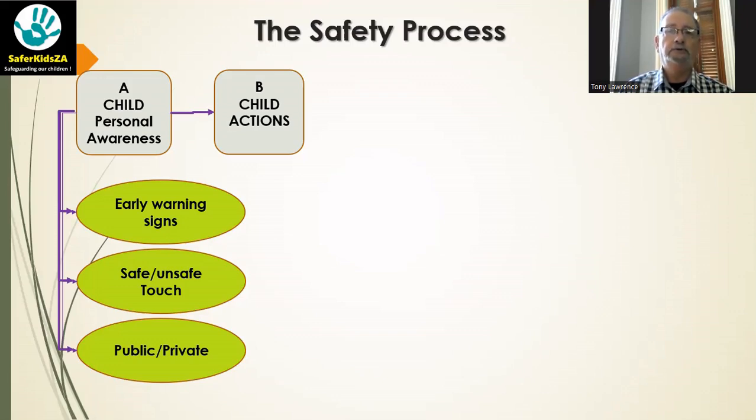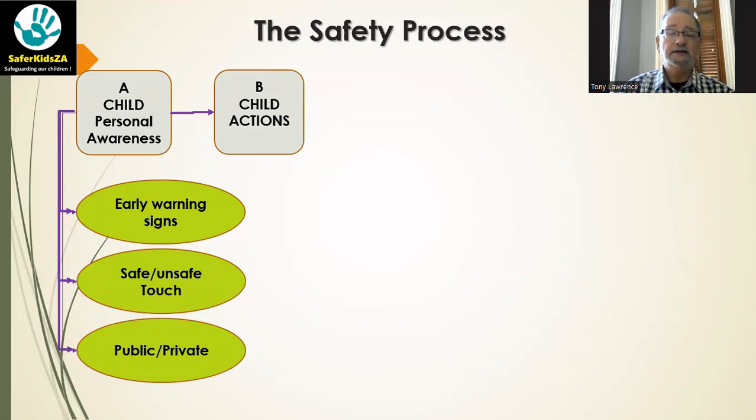How will they know that this is an unsafe environment? And the child can be taught how to do that. The second thing is safe and unsafe touch. When somebody touches them inappropriately, that makes them feel uncomfortable. There are a number of ways they can pick up when this is a safe touch or this is an unsafe touch.